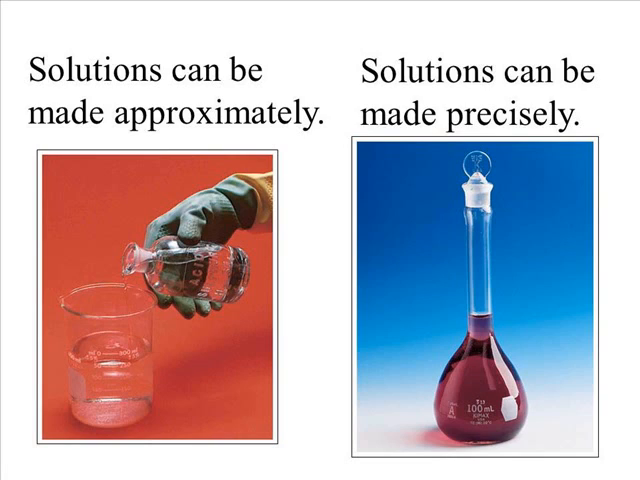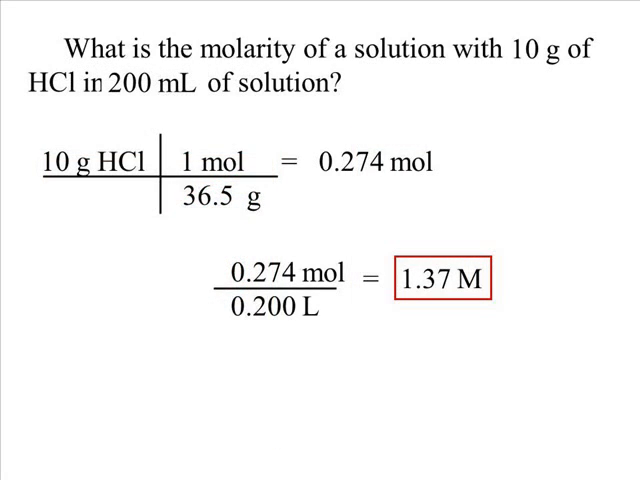You can make solutions approximately in a beaker, or you can make them very precisely in a volumetric flask. You will probably do both of these methods throughout the rest of the year. In order to calculate molarity, you simply need to be able to get the moles of the substance and the volume of the entire solution. So the molarity of a solution with 10 grams of HCl in 200 milliliters involves first turning the grams of HCl to moles by using the molar mass, and then dividing by the volume that has been converted into liters.